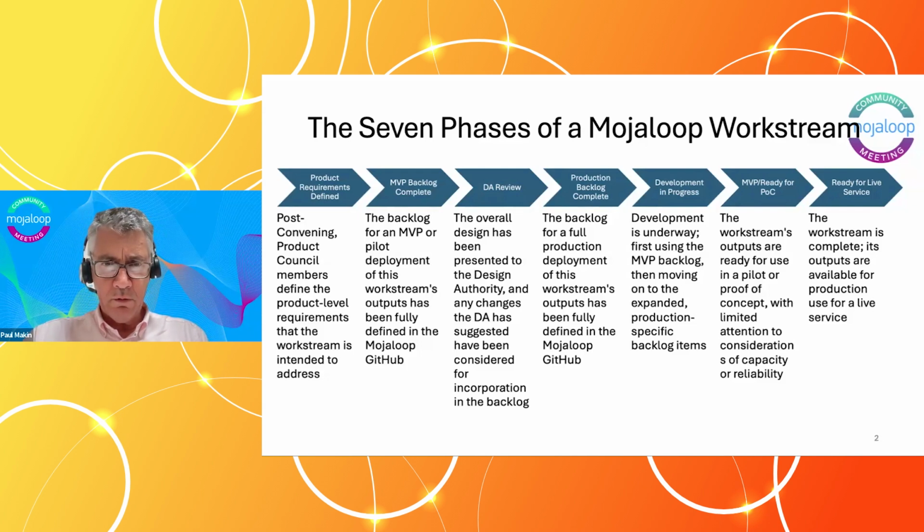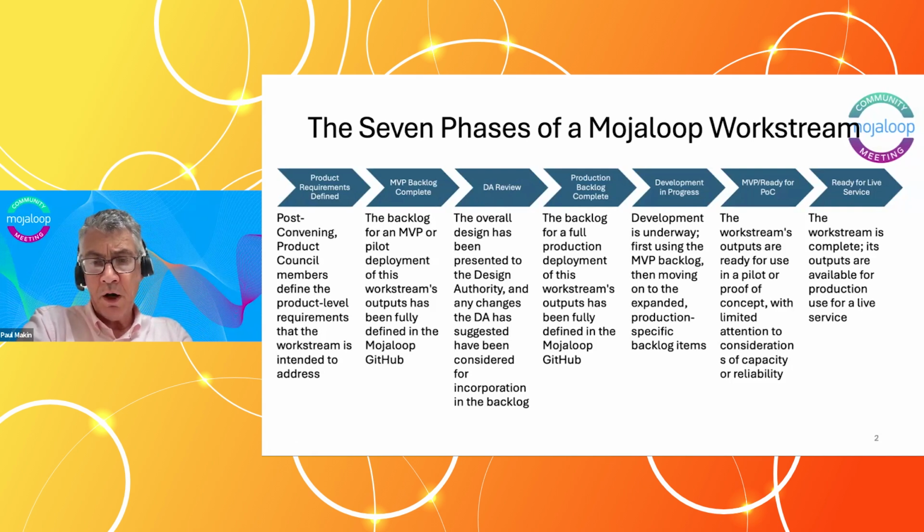Then at some point when we reach a reasonable degree of development, development in progress is actually something which runs right the way through, I should say. But the production backlog has to come along after the MVP backlog. So how do we need to extend the MVP backlog to make it suitable for use in a full production deployment? And again, that has to be defined in the Mojaloop GitHub.